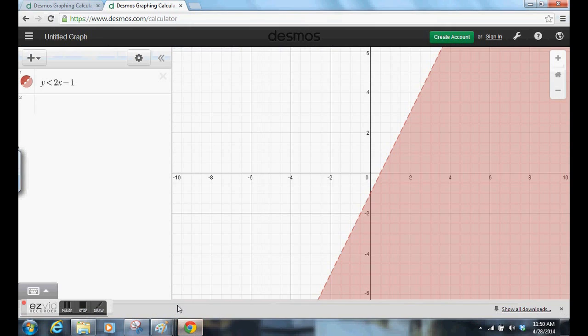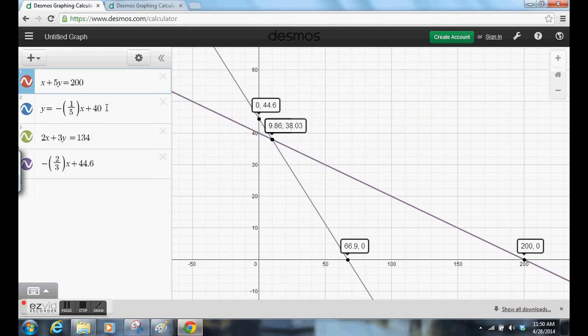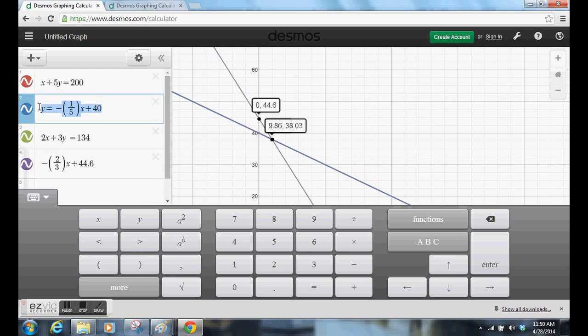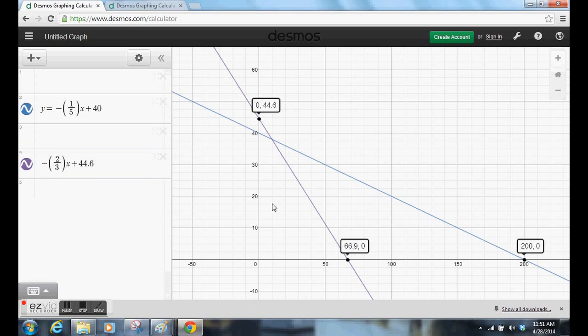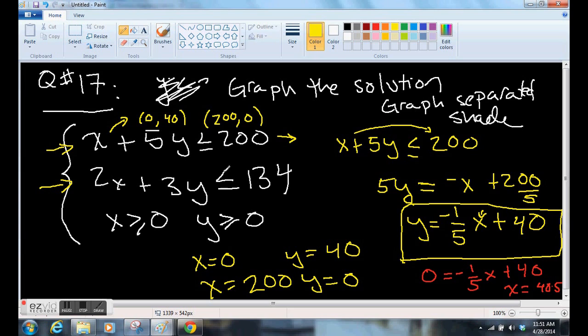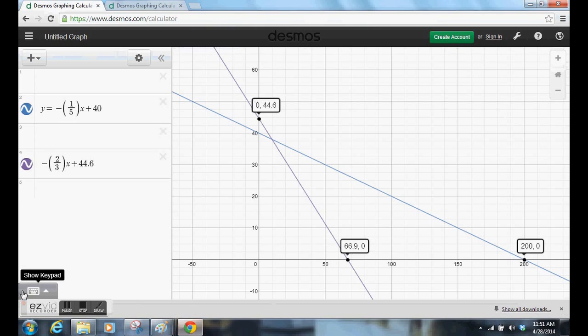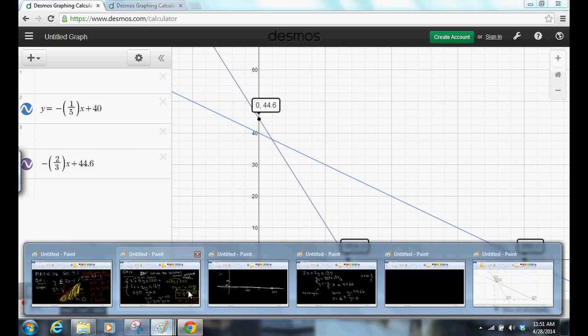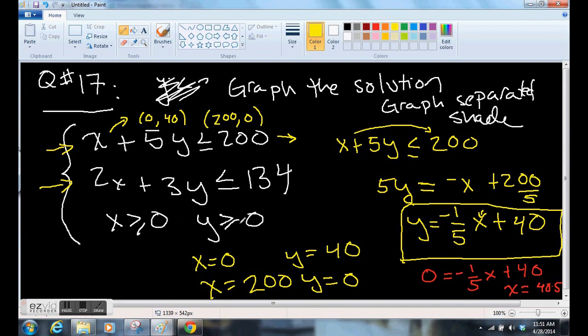Here's ultimately what you are doing. I'll show you. I have this all on this calculator. So here's the first line. I put it in here like this: y equals negative 1/5 x plus 40. And here's the second line: y equals negative 2/3 x plus 44.6. So you have these two lines here. And in both of the inequalities, we want the region that's less than those. Less than both of those lines. So we want this region less than all of that, but subject also to the constraint that we want x greater than 0 and y greater than 0.